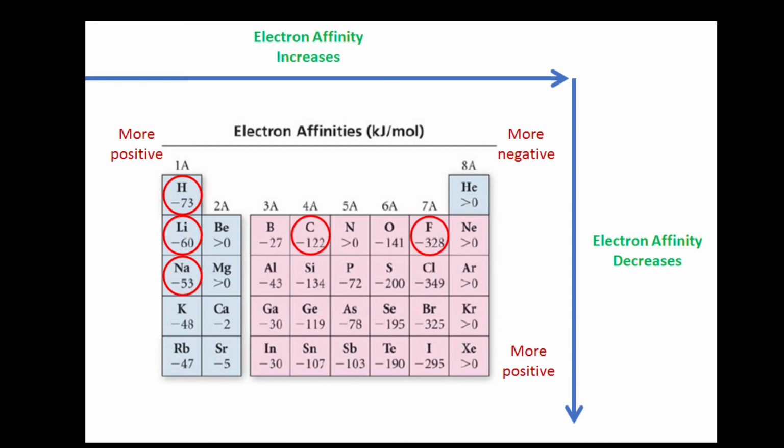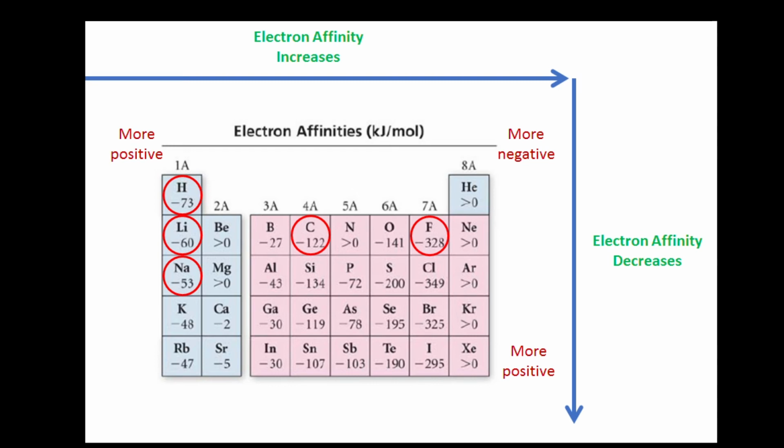In noble gases, they show no tendency to accept electrons because the orbitals of noble gases are completely filled. They have stable electronic configuration. So no more electrons can be added to them. So the electron affinities of noble gases are 0.